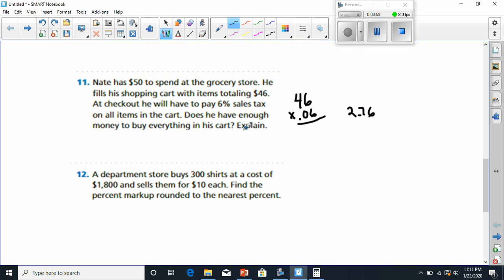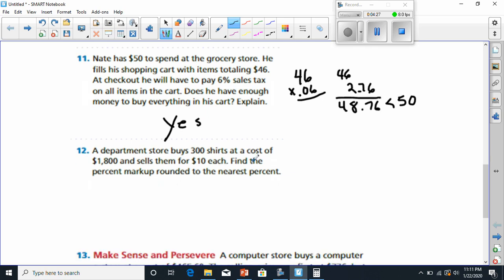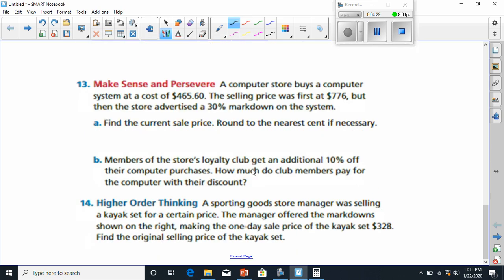Now that we know that's how much is going to increase in tax, we've got to add that to our $46. And that's going to give me $48.76. That right there tells me $50 will be enough because this amount is less than 50. So the answer is yes. And going down to number 13.